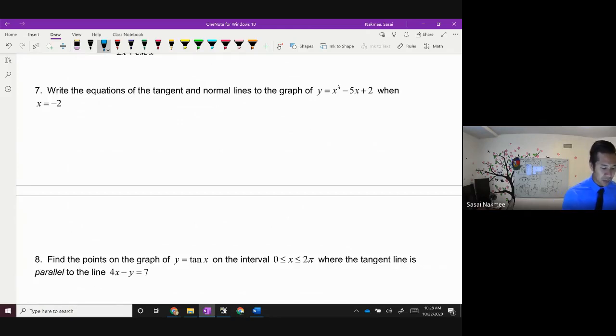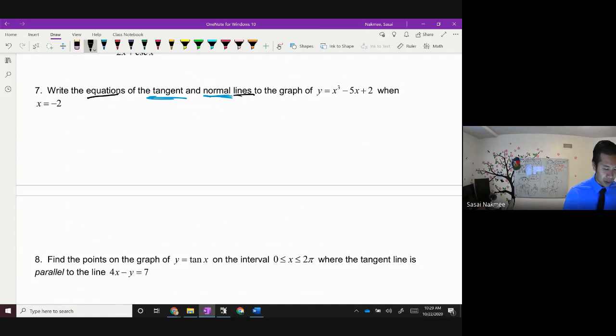Write the equation of the tangent and the normal line. So some of you know what the tangent line is. Some of you don't know what the normal line is. And we'll talk about the normal line after we do the tangent line. Okay? So they want us to write an equation of a tangent line. This is the key word. They want you to write an equation of a line, pretty much.